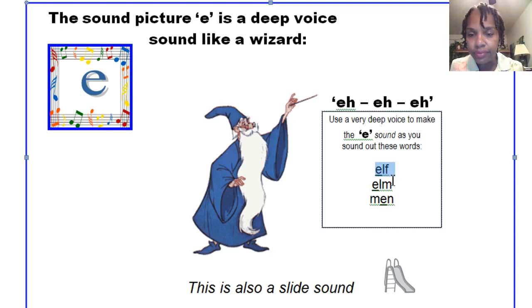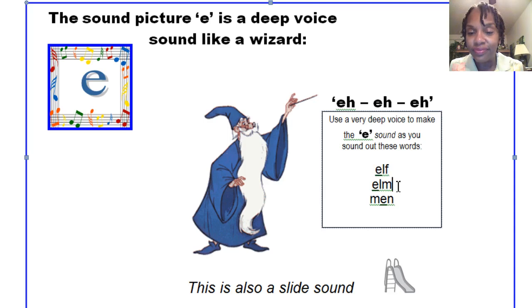Elf, elm, men. Right? So we're going to use our wizard voice. Remember, this is a slide sound, so you hold the sound. We're going to be a wizard, right? So let's do it together.